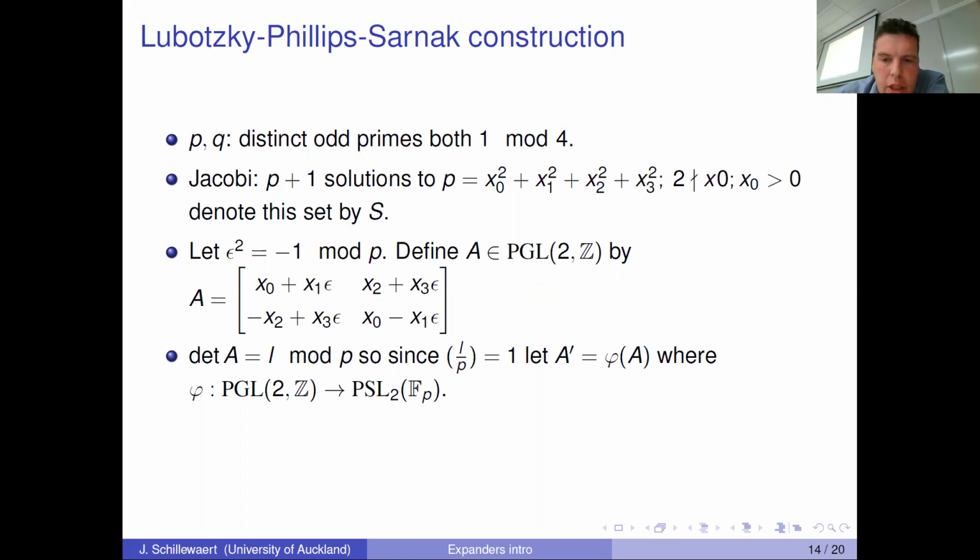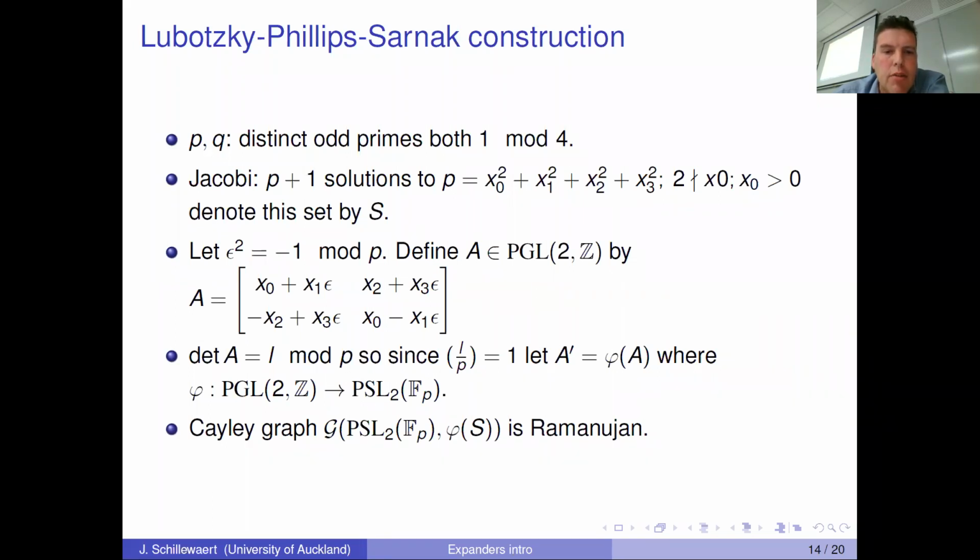Then you can look at the images of these matrices under this map, and you look at this Cayley graph, and this gives you Ramanujan. So, as I said, it's probably too difficult to remember all this at once, but the point is that this gives you a very explicit construction of a Cayley graph, and it turns out to be Ramanujan.